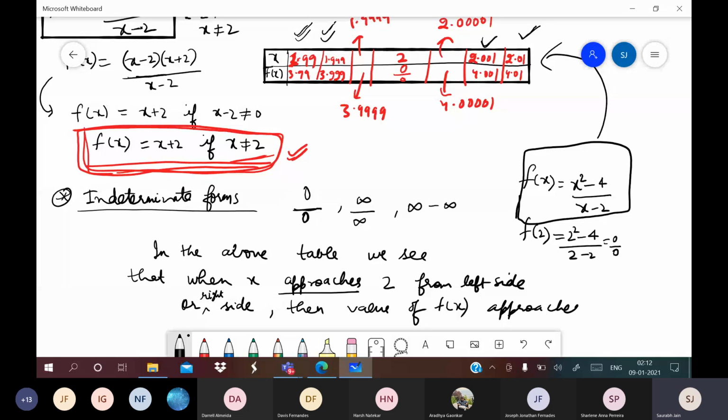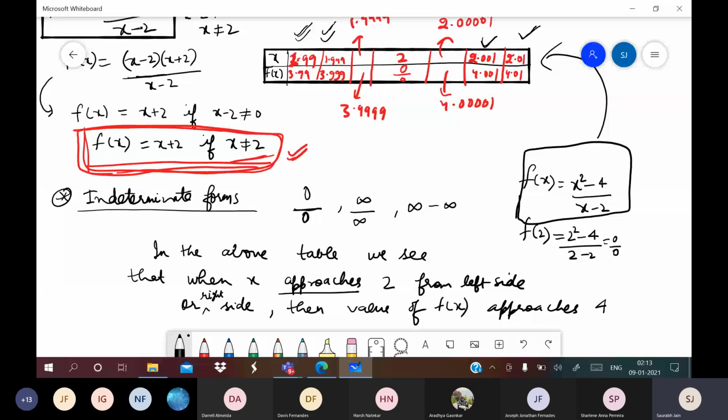Can anyone tell me, just by looking at this table and observing the values of f(x), what is that value of f(x) towards which it is approaching? 4. Very good. 4 is the answer. Do not say 0 by 0. I am saying observe the values of f(x). So when you put 1.99, you are getting 3.99. When you are putting 1.999, you are getting 3.999. So it seems like we are moving towards 4, right?